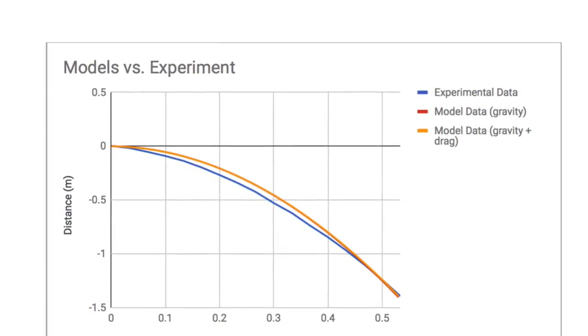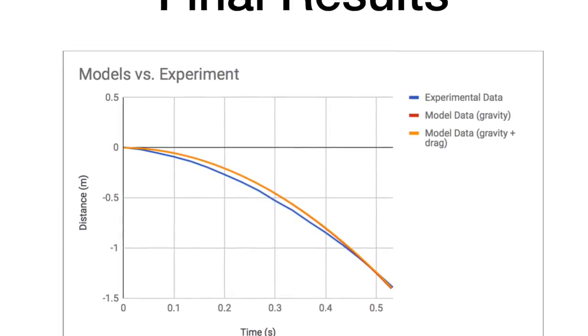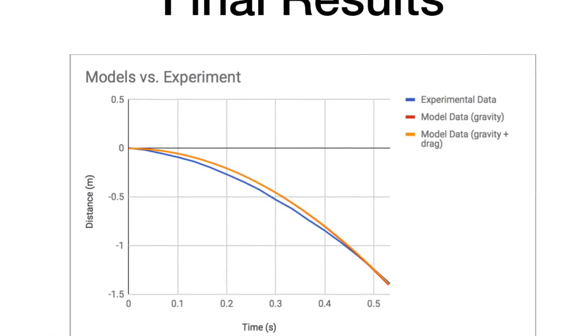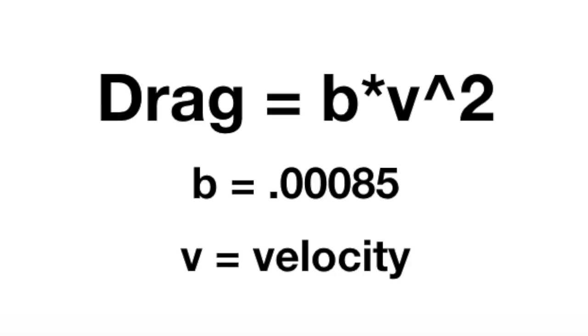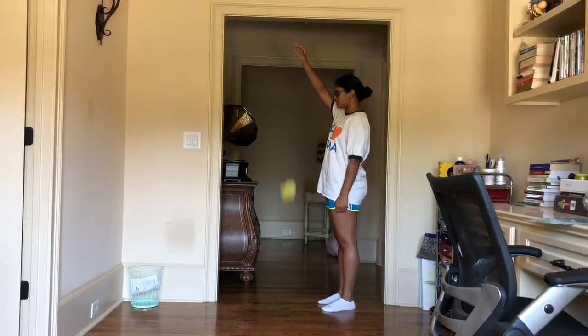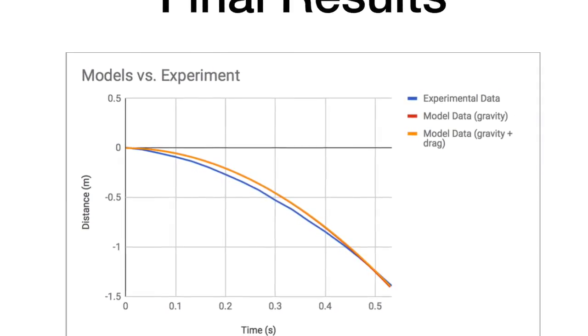I believe the reason why the graphs for this model data of gravity and drag were so similar is because the system did not have a lot of drag, as you can see from our proportionality constant. Also, there could have been some experimental errors, such as video distortion while filming the experiment, which could account for some inconsistencies in the graphs.